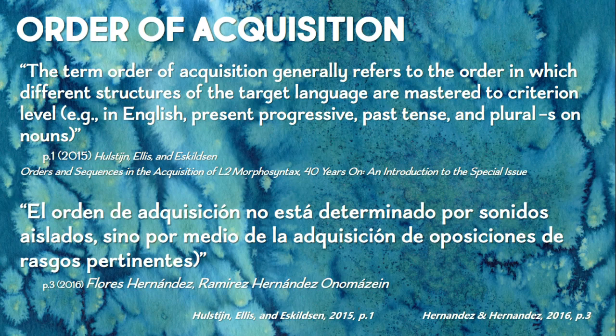So here are some ideas on the order of acquisition. The term order of acquisition generally refers to the order in which different structures of the target language are mastered to criterion level. So in English, you're going to have present progressive, past tense, and plural S on nouns. That's a big one.